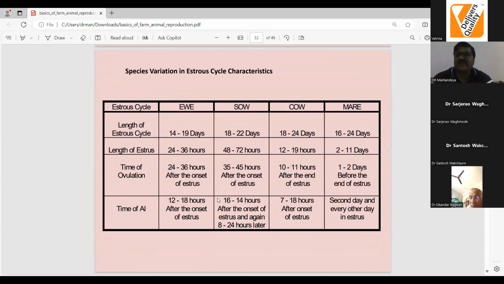This is a table which will indicate to us the length of the cycle in the case of farm animals. It will also indicate the time of ovulation and the time for artificial insemination. Friends, it is very, very important to note that the third phase of estrus is the best time for artificial insemination, as far as cows and buffaloes are considered. Of course, in the case of mares, alternate day service is required, and in the case of sheep and goats, services are in the third phase of estrus. The buck will cover the females only in the third phase.